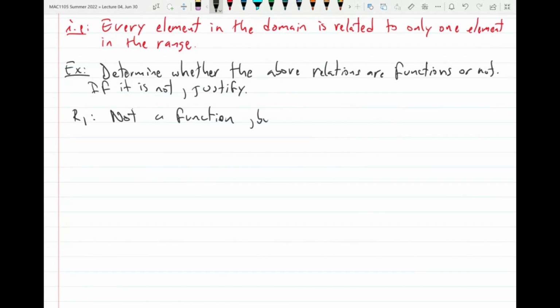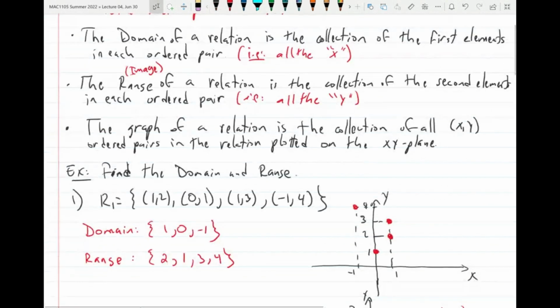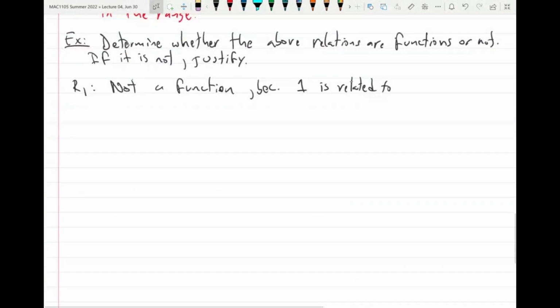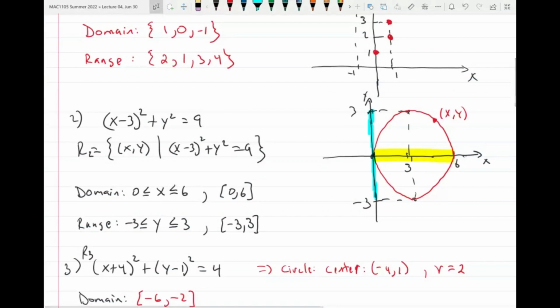And the reason is because 1 is related to both. What were they? 2 and 3. To both 2 and 3. And that's not good. All right. How about R2? Is R2 a function? Why?